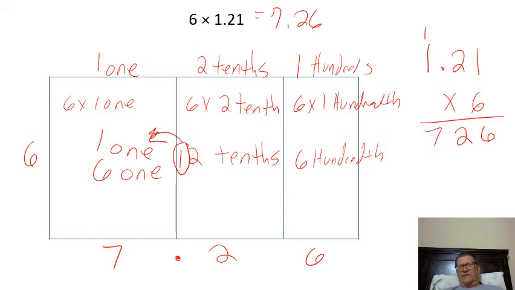Well, the easiest way to find out where to reasonably place this decimal is to do an estimation. This 1 and 21 hundredths, is that closer to 1 or 2? You should say 1. So 1 times 6 would be 6. So in order to put this decimal reasonably in here, we would put it here, which would be close to 6.